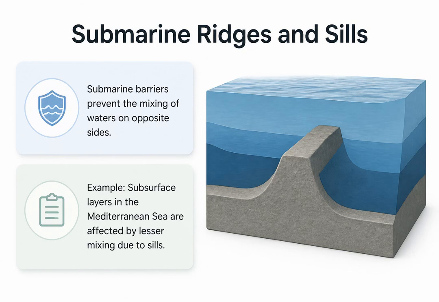Underwater topography is another major factor. The presence of submarine ridges and sills acts like a physical wall beneath the surface. These barriers prevent the mixing of waters on opposite sides. For example, the subsurface layers in the Mediterranean Sea have a distinct temperature profile because a submarine sill restricts it from freely mixing with the deeper, colder waters of the Atlantic Ocean.